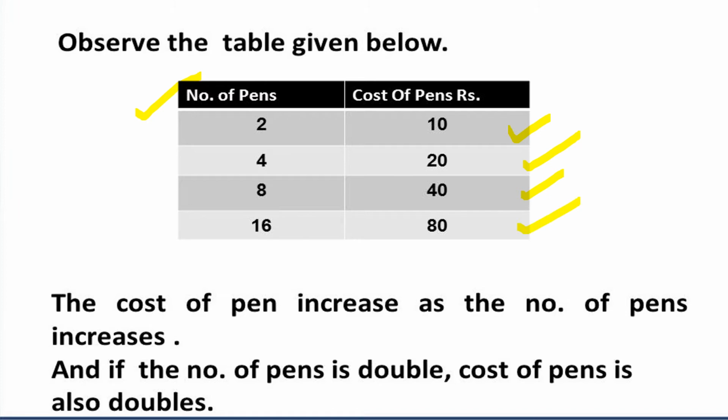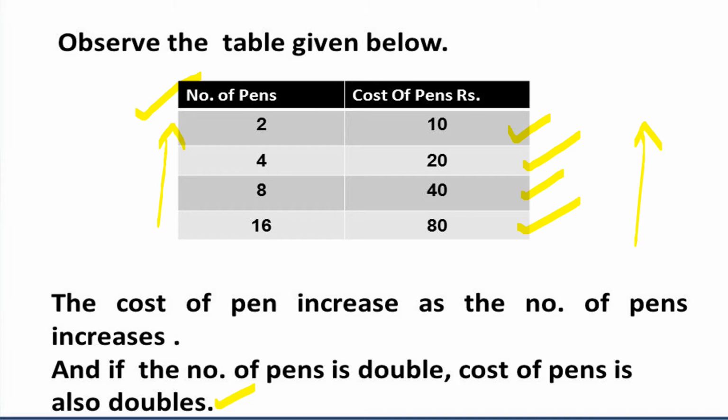See, the cost of pens increases as the number of pens increases. Yes, of course. If the number of pens is increased, what will happen? The cost also increases. See, 2, 4, 8, 16, it is increasing, so the cost will also increase. And if the number of pens is doubled, the cost of pens also doubles.